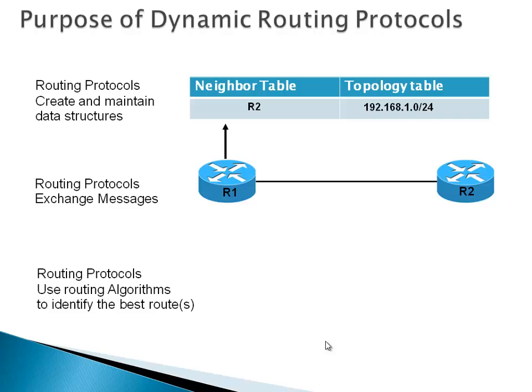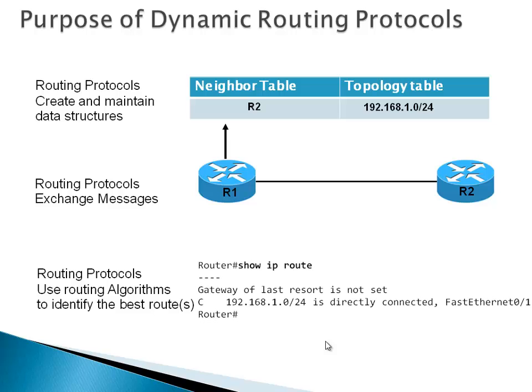After it has all the different networks on the topology table, it will run the routing algorithm to find the best route, how to get to the destination the best way. Once it finds that, it will add it to the routing table. We can see that routing table by using the show ip route command.